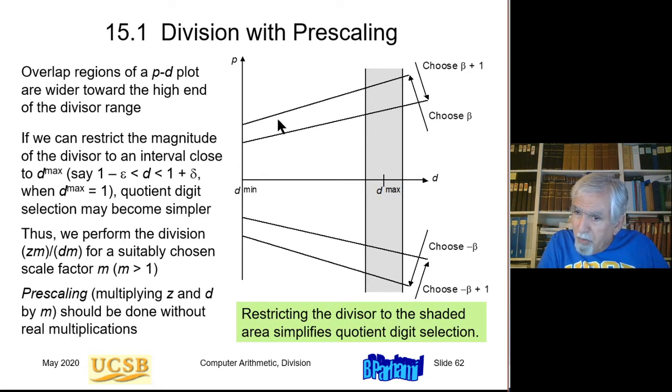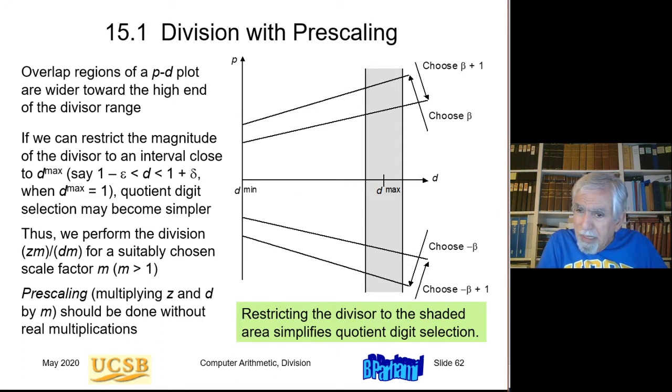And if you remember from the previous lecture, we have to embed some staircase-like boundary inside this overlap region to allow us to make a decision between the quotient digit values beta and beta plus 1 for each range of the D values. So the decision line will be different here, then further to the right, and so on. And this complicates the decision process, and the narrower this overlap region, the more complicated the decision process becomes.